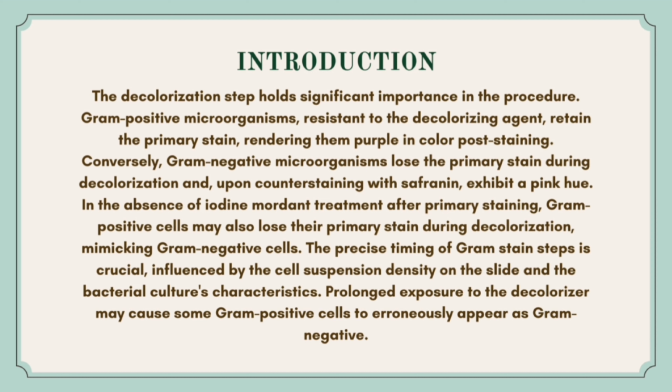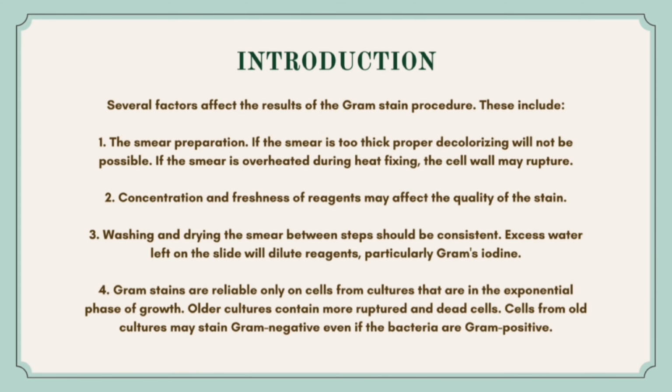In the absence of iodine-mordant treatment after primary staining, Gram-positive cells may also lose their primary stain during decolorization, mimicking Gram-negative cells. Several factors can affect the result of the Gram stain procedure: the smear preparation, concentration and freshness of reagents, consistency of washing and drying the smear between steps, and reliability of Gram stains only on cells from cultures that are in the exponential phase of growth.